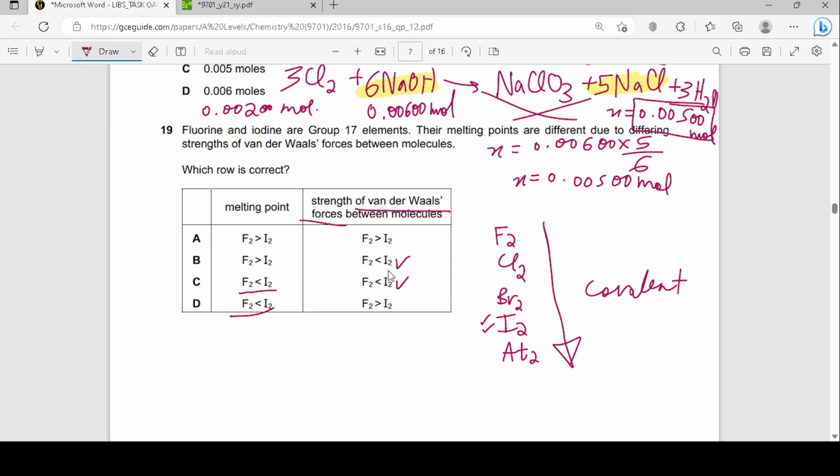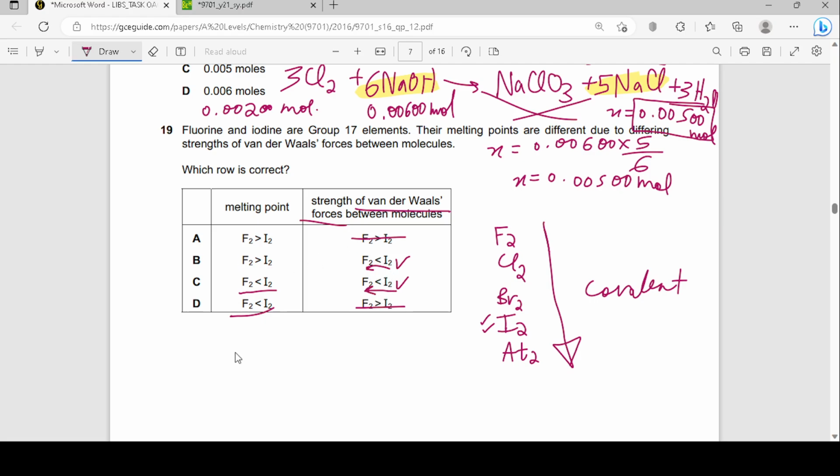But yeah, I2 has stronger intermolecular forces than F2, so that means that this will be cancelled. Sometimes, no matter how much math you've done, you just get confused by the greater than and less than sign. I always remember that one of my teachers used to say it's an alligator. I mean, whatever, but I cancel that out. So it's I2 has greater intermolecular forces than F2. So basically, B or C could be the right answer.